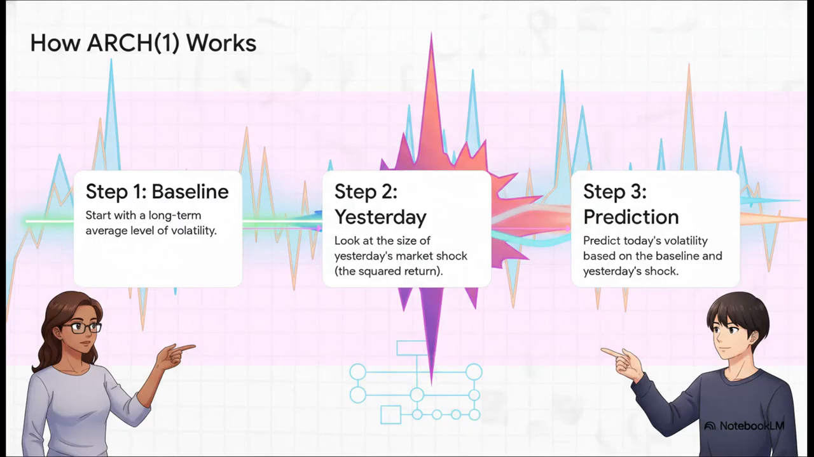So how does it actually work? Well, you can forget all the complicated math, because the logic behind the simplest ARCH model is actually super intuitive. First, it starts with a baseline, a long-term average level of volatility. Then it looks at how big yesterday's market shock was. Finally, it predicts that today's volatility is going to be some combination of that long-term average and the impact from yesterday's shock. So if yesterday was a huge shock, it pushes today's expected volatility up. It's as simple as that.